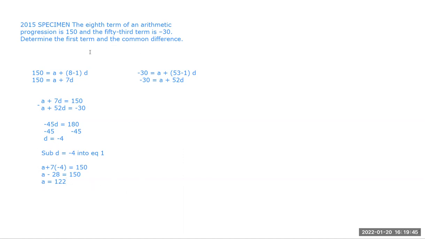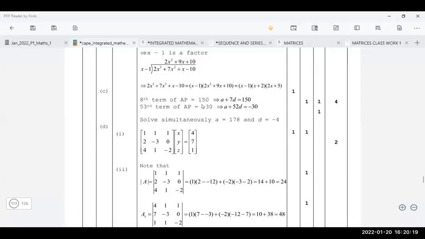-122, -4. So state the first term. All right, something is off, Jamie. So I need to look back and see where it's off. I'm just going to share my screen for a second. I'm going to let you see right here. So this was the specimen solution.